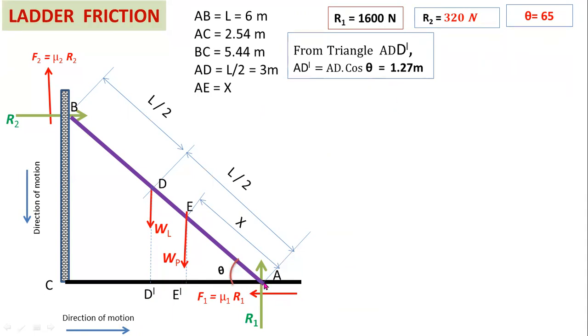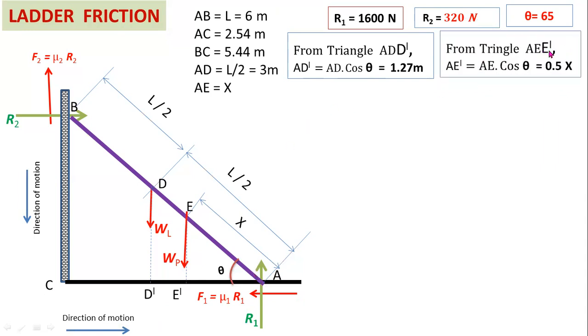Now in similar way, from right angle triangle AEE dash, cos theta equal to adjacent side AE dash divided by hypotenuse AE. From that equation, AE dash equal to AE into cos theta.